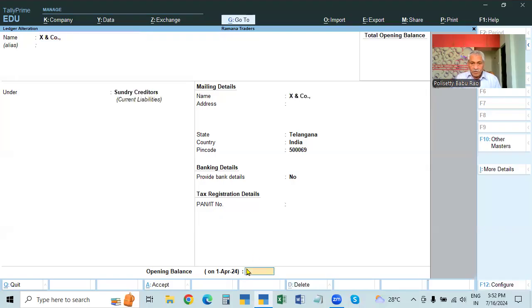For anything, if you click here, it is asking to accept. If you click yes, or type Y, or press enter, it will accept. If you don't want that, if you click by mistake, you click no, or type N, or press the escape button, and you go back. If you go back and click the enter button or yes, or click here, it will accept. It will accept. Like that we created.